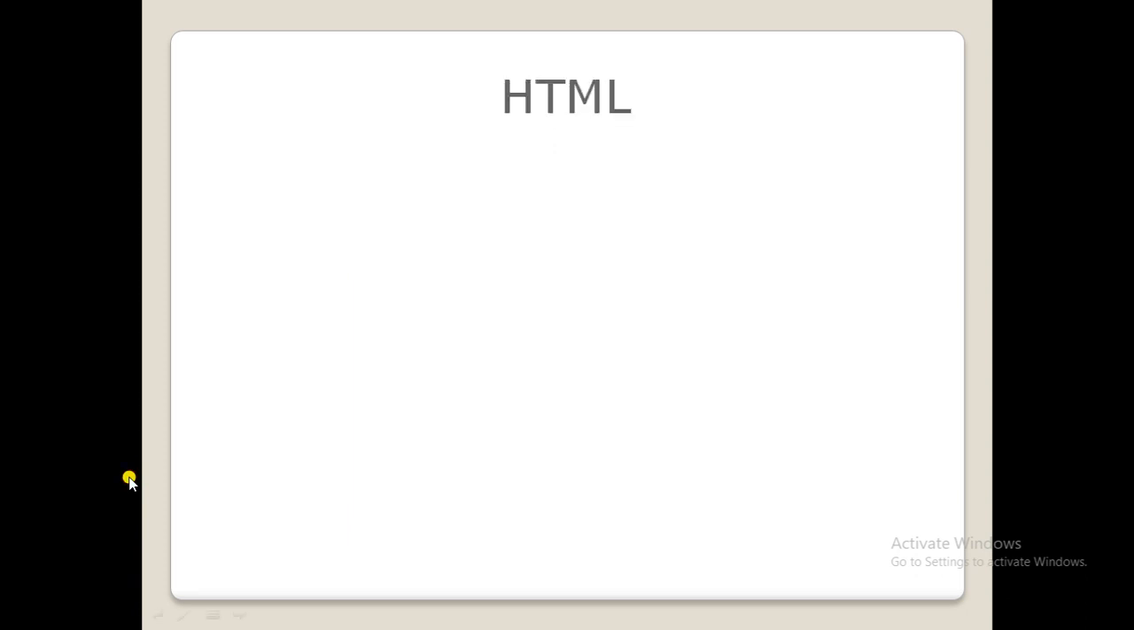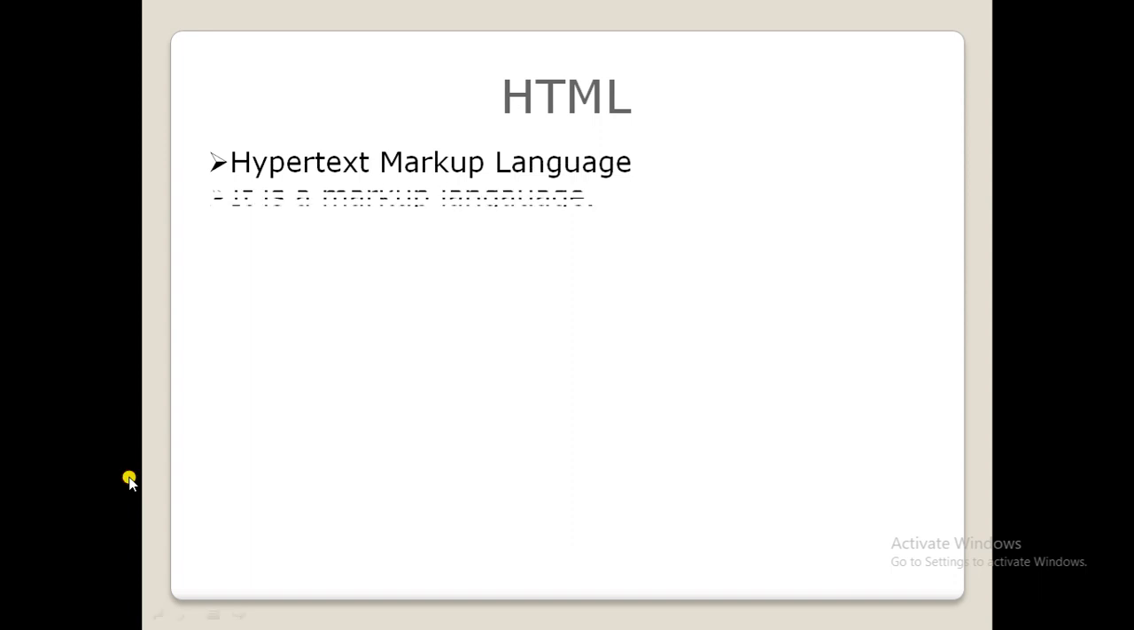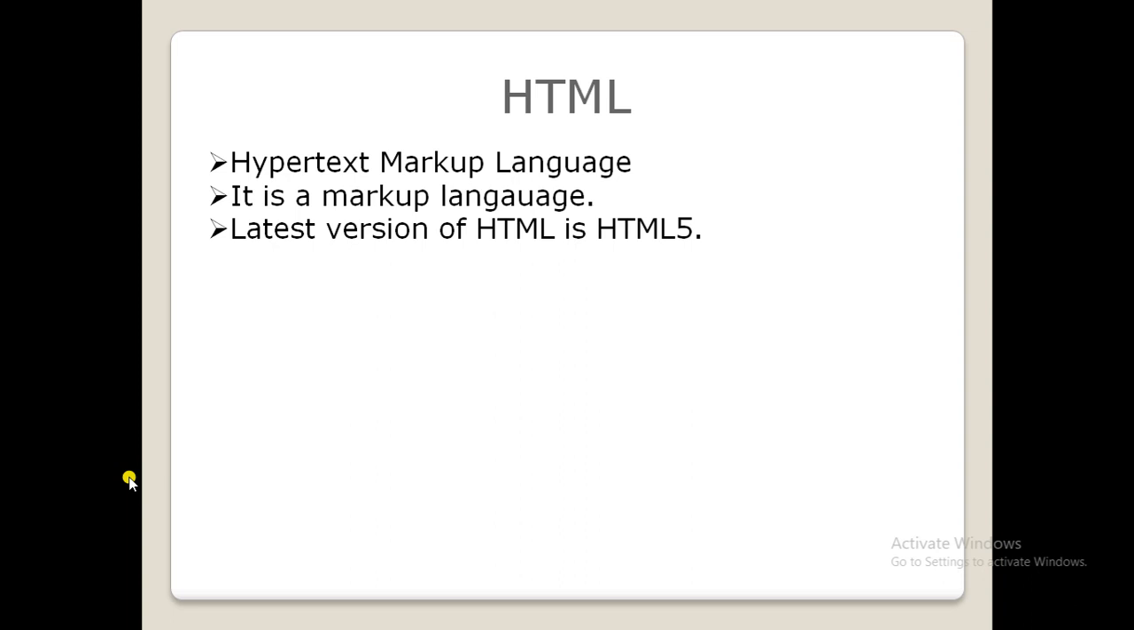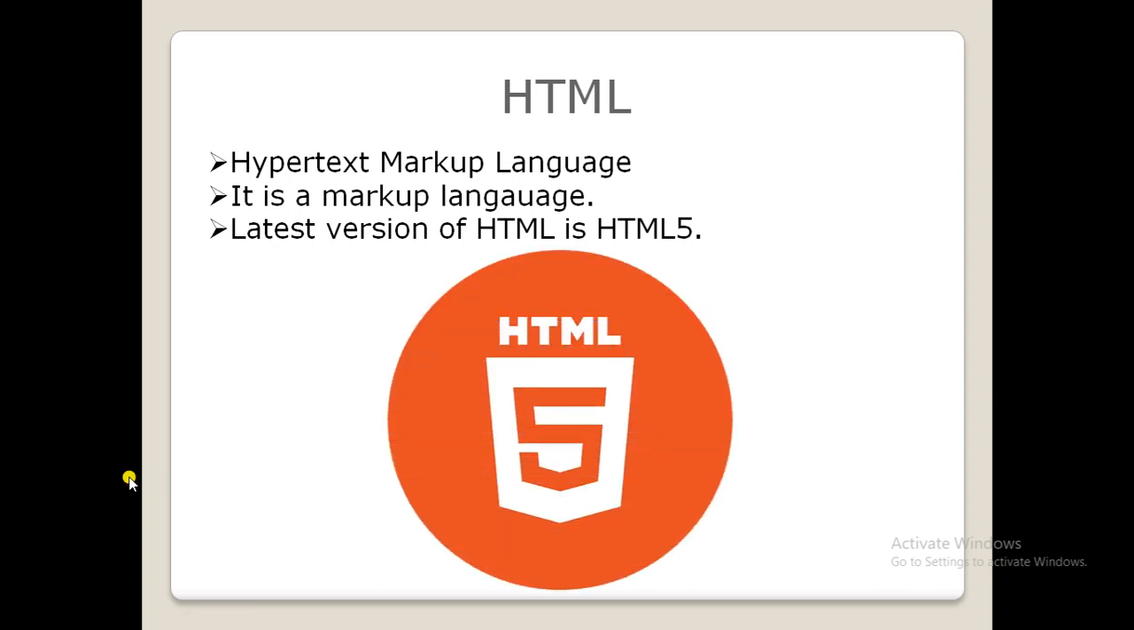Next, coming to the introduction of HTML. What is HTML? HTML is a markup language. So it is a markup language that we can use to create pages for the web, and the full form of HTML is Hypertext Markup Language. The latest version of HTML is HTML5.